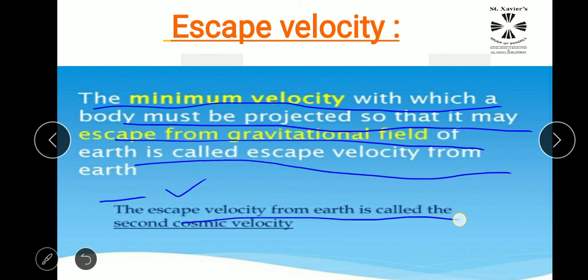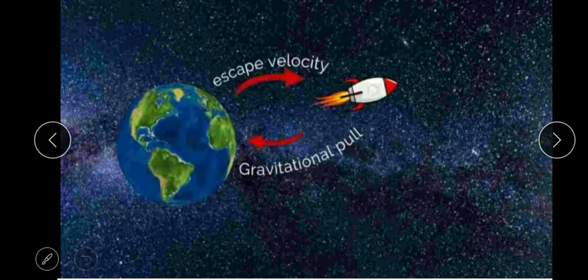The escape velocity from the Earth is also called the second cosmic velocity, students. Let's move ahead, students. Here the picture is shown. Whenever we are throwing any object, two forces are there. One is velocity given by us, and the other is gravitational force. While projecting the object upward, when velocity is more than escape velocity, then the object will go out of the Earth's atmosphere. Otherwise it will fall back to the Earth, students.